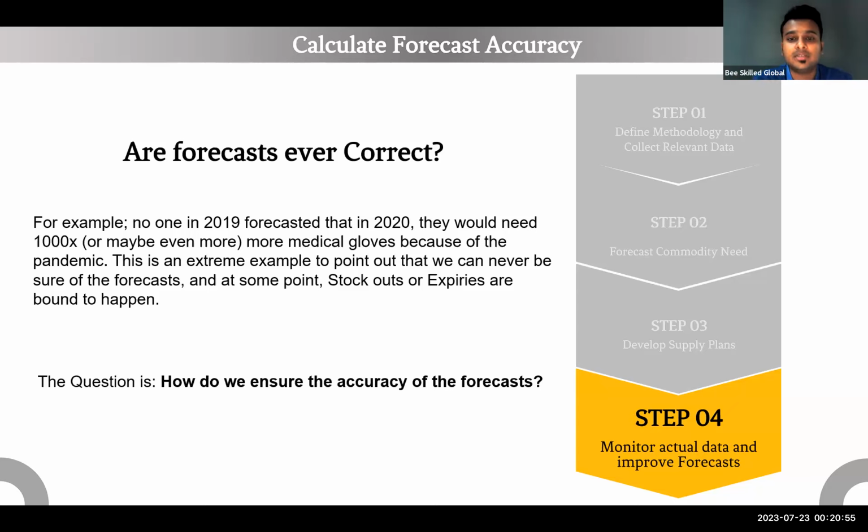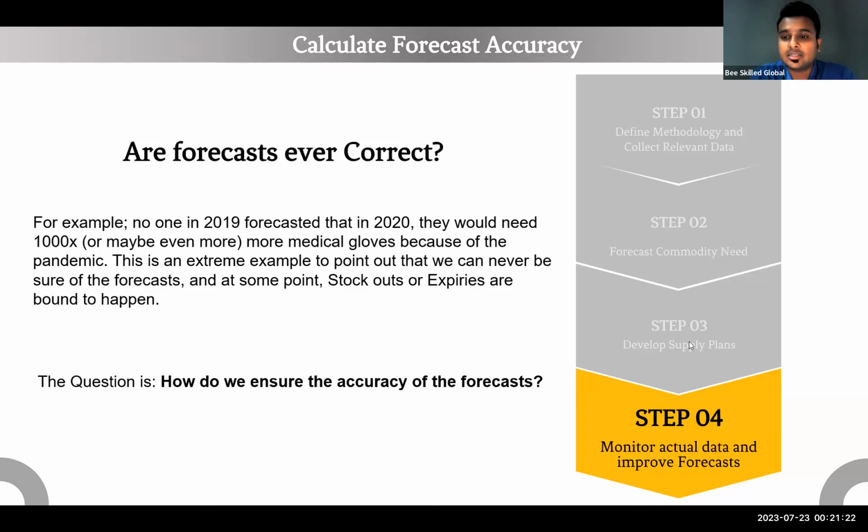Even in developed countries, in the USA or UK or Europe, the majority of even the private sector, there was a study by Deloitte which said that for FMCG, the accuracy of forecasts in Europe was about 4% in 2022. 4%. That's nothing. So forecasts are never accurate. But still, we do this exercise so that we can keep on improving year on year.